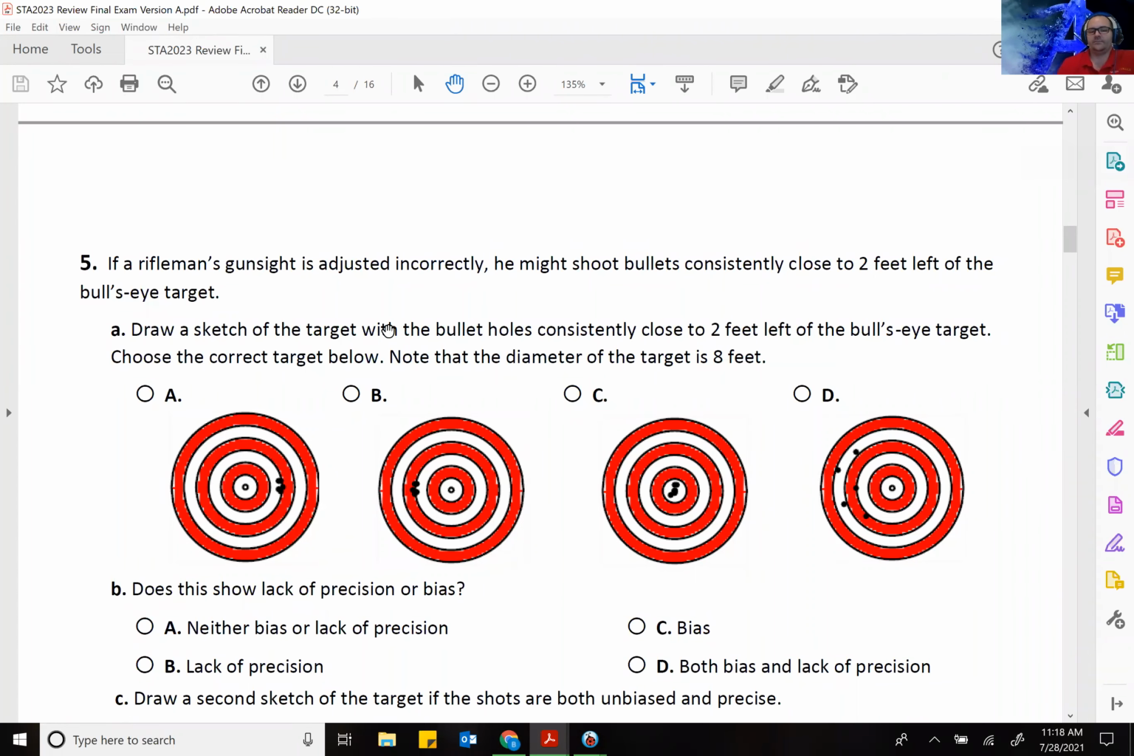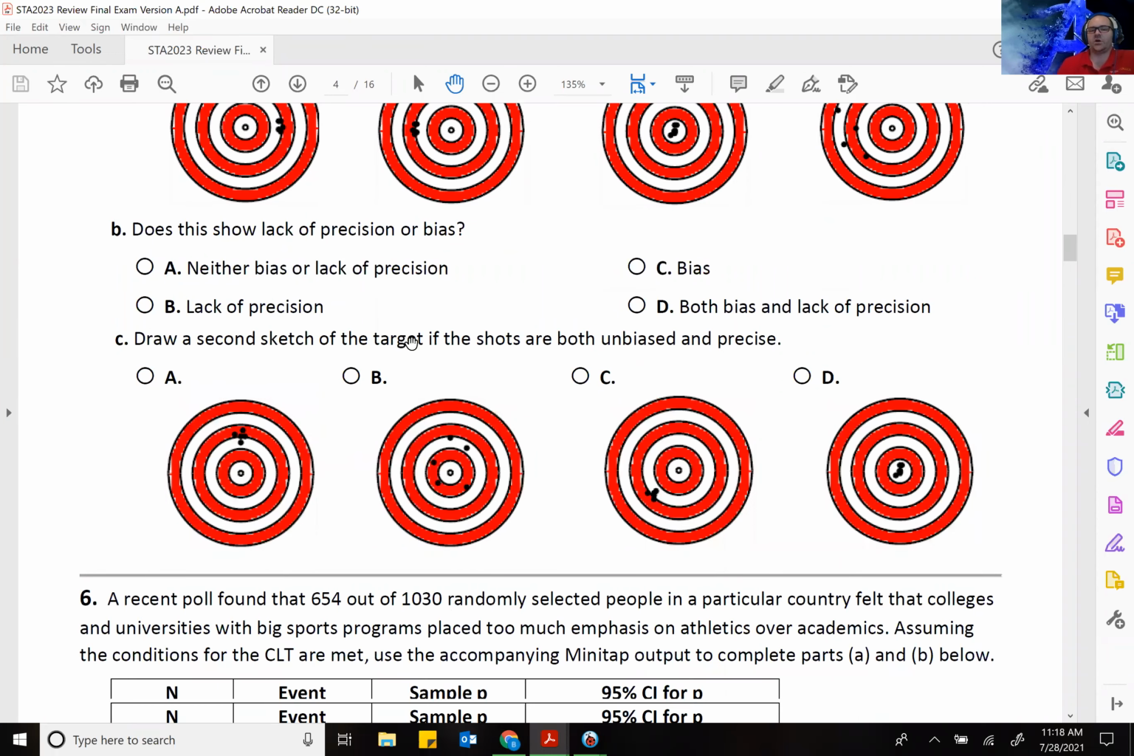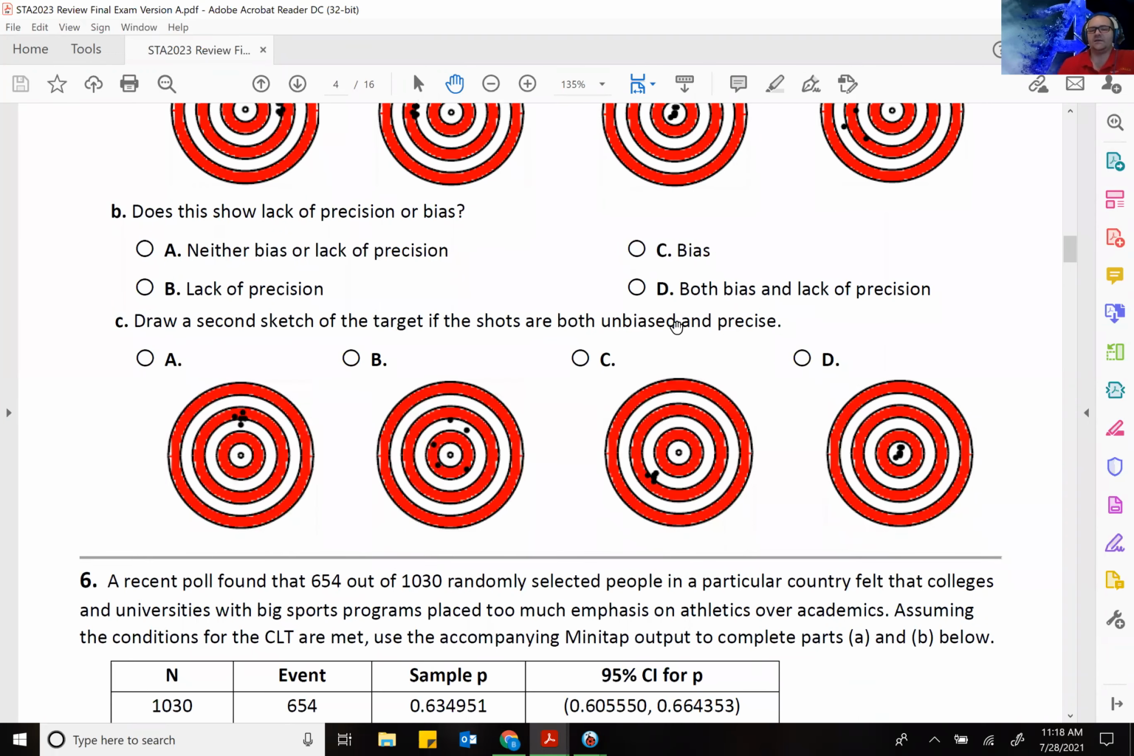All right. So draw a sketch of a target that is both unbiased and precise. D. Yeah, that's going to be D. When you are hitting the bullseye every time, you are unbiased and precise. Cool beans? All right. Moving on.